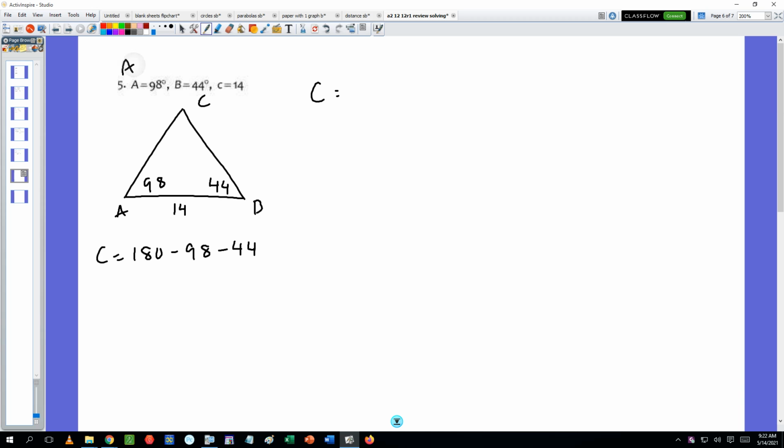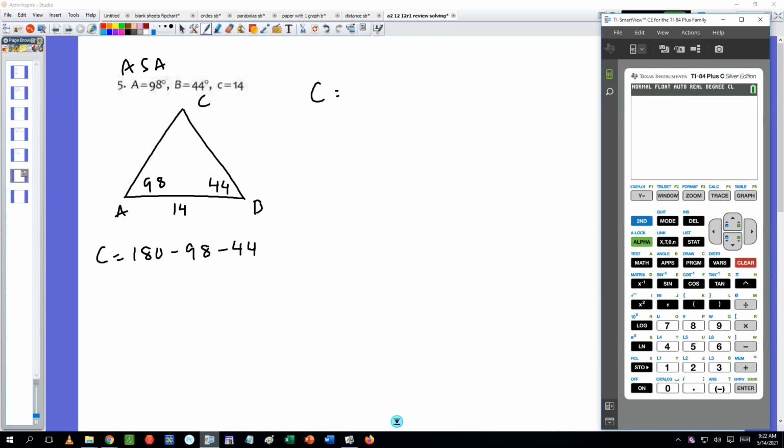This is an angle side angle problem. This is a law of sines problem. To do law of sines, we need to know all the angles. So I need to go ahead and figure out what angle C is. So 180 minus 98 minus 44. I found angle C very quickly.